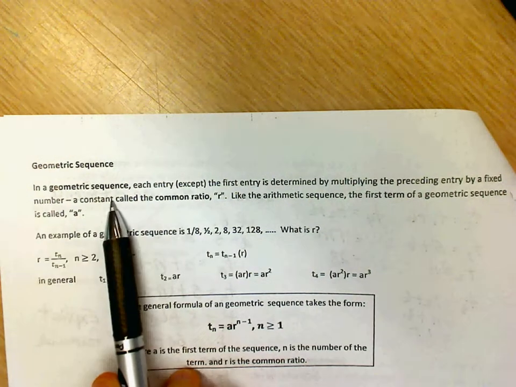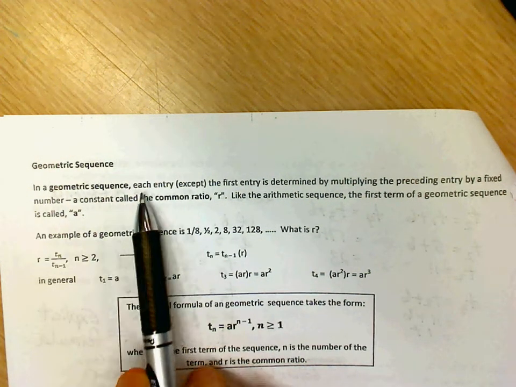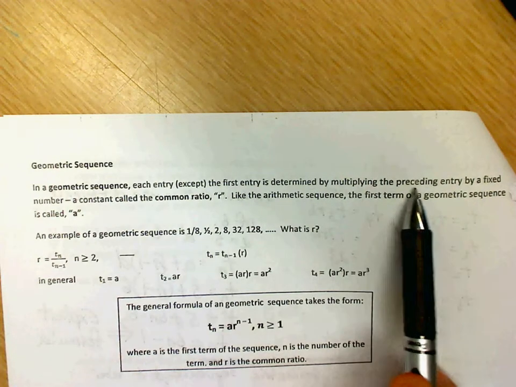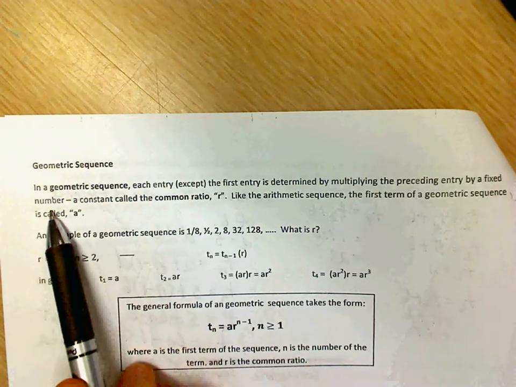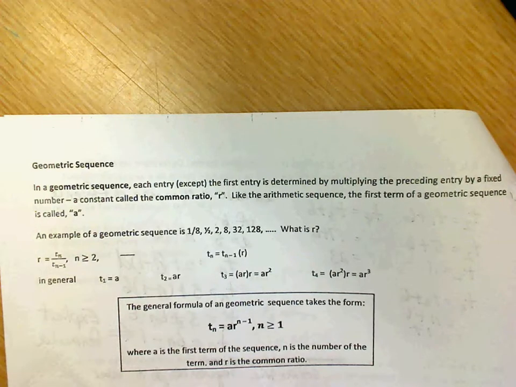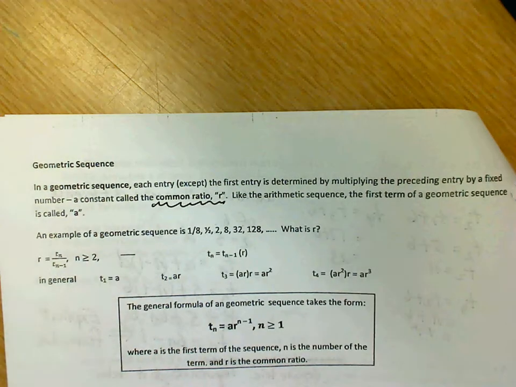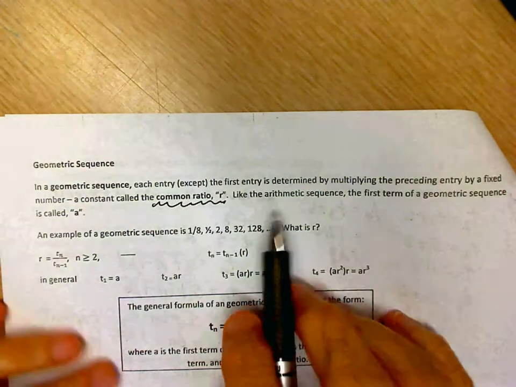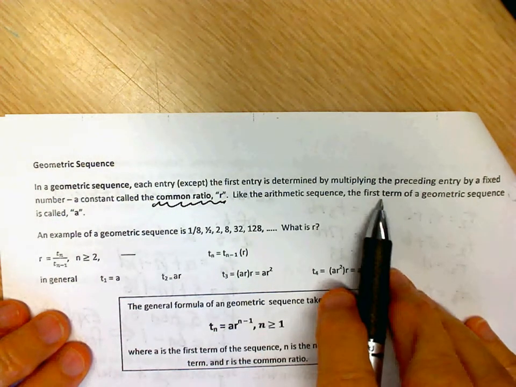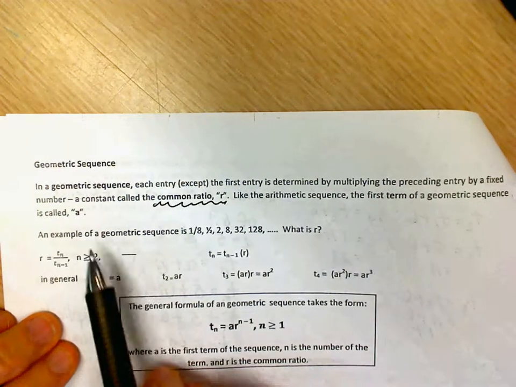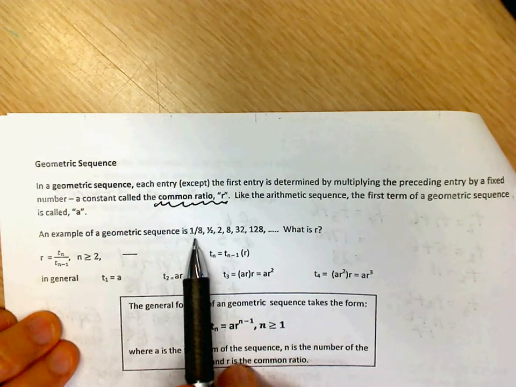In a geometric sequence, each entry except the first one is determined by multiplying the preceding entry by a fixed number called the common ratio. So before we had a common difference, now we have a common ratio. Like the arithmetic sequence, the first term of a geometric sequence is called A. An example of a geometric sequence is this.